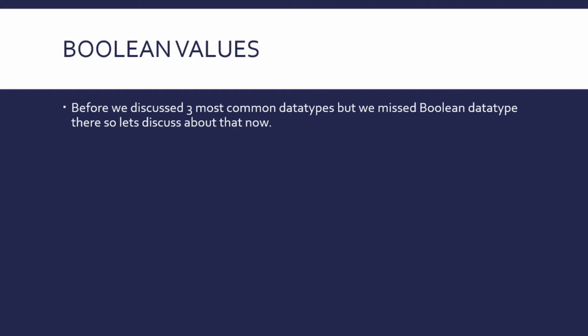Today I am going to tell you about Boolean values. We discussed earlier some of the data types, but we missed the Boolean data type. We discussed that there are three most common data types like int, float and string. But we didn't talk about the Boolean data type.